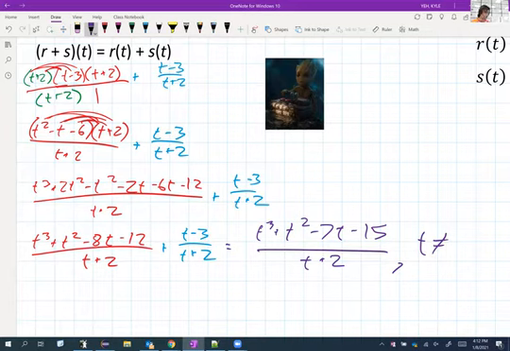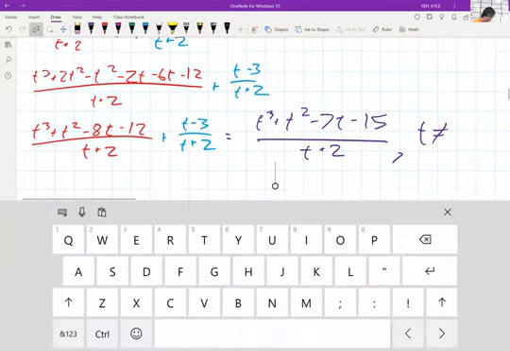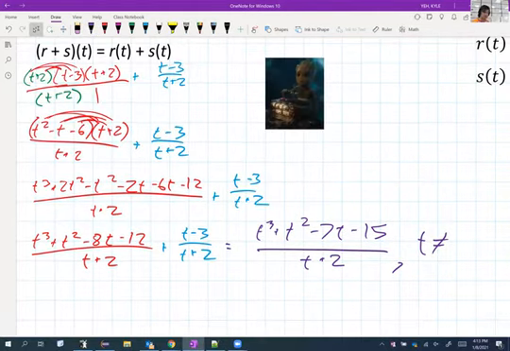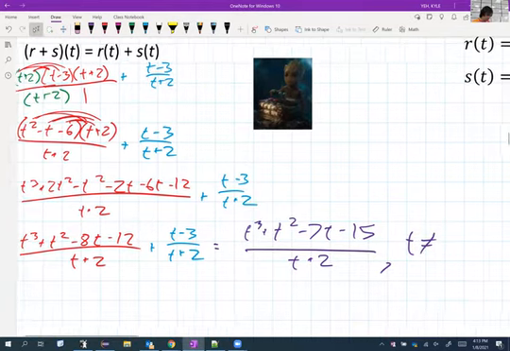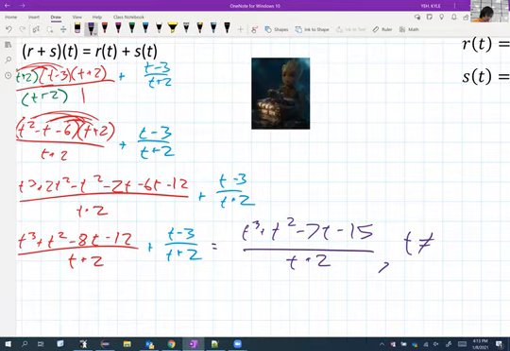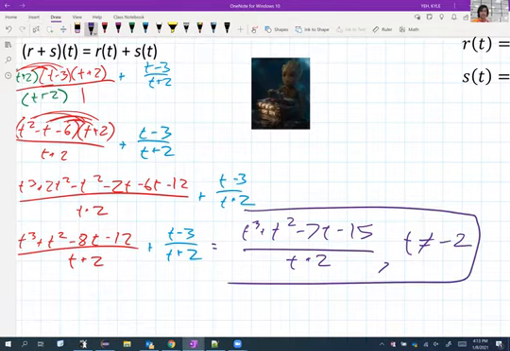T cannot equal, and looking all through here, we've got a lot of t plus 2's on bottom. So what would cause that to be a problem and divide by 0 if t were negative 2? So we're going to say t cannot equal negative 2. So this is an overview of 4 operations, how we use them with functions, restricting the domain.